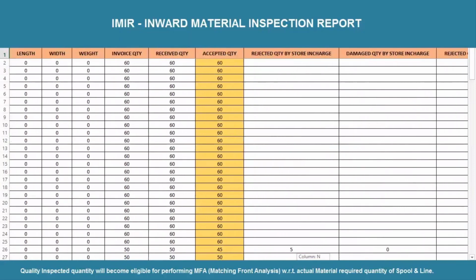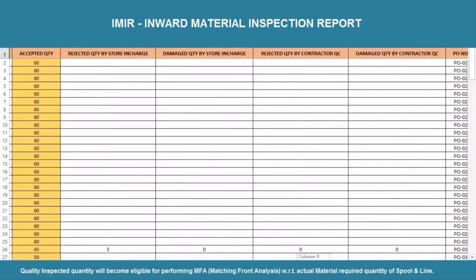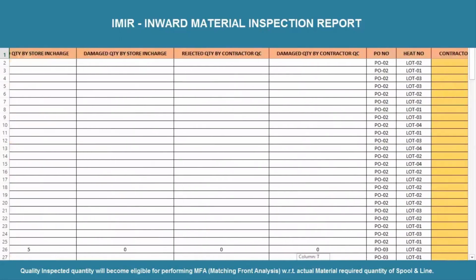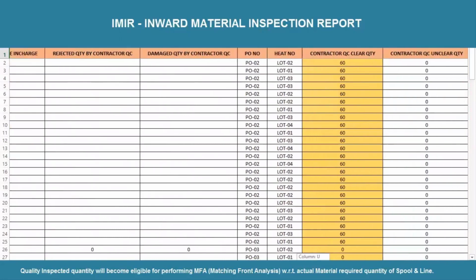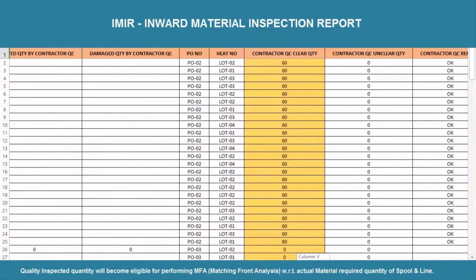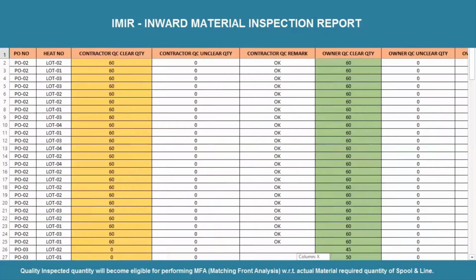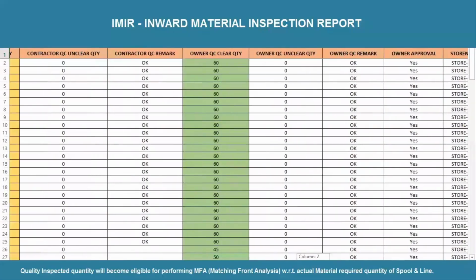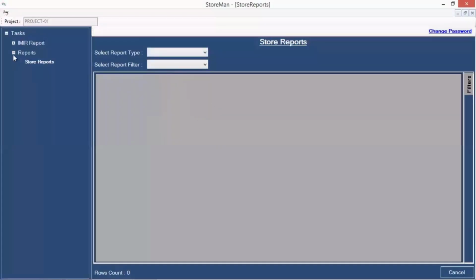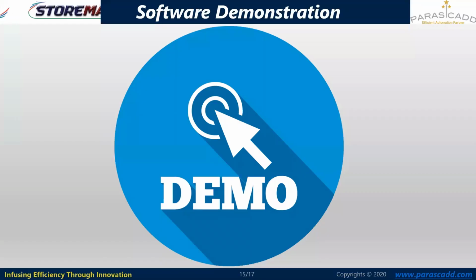If any rejection is done by the store department, then damage declared by the store, and rejection and damage declared by the contractor QC, the PO reference number, heat number, any clearance given by the contractor QC, unclearance given by the contractor QC, and finally the owner clearance given by the owner quality department. So these are the labels available with us through this report. So that was from the demonstration point of view.